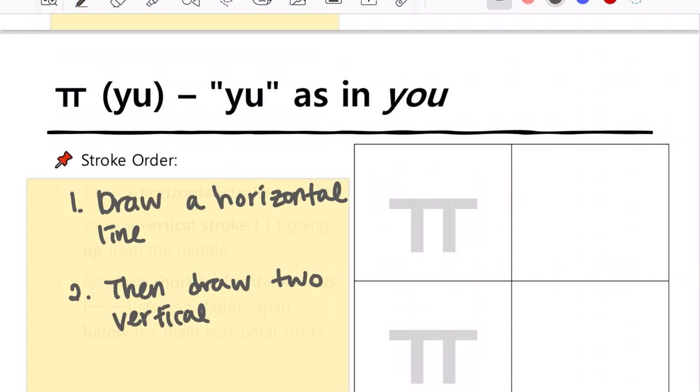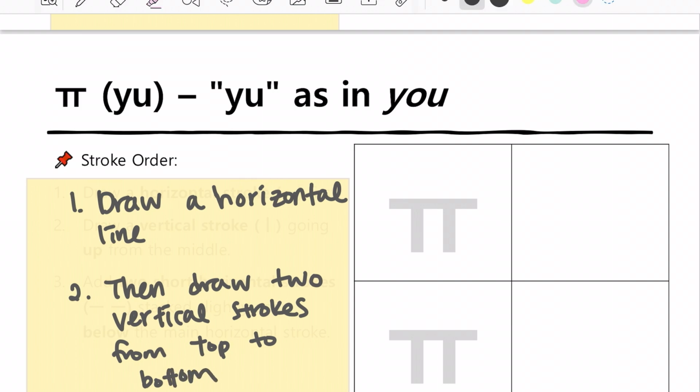This time we're going to learn Yu. Yu as in you. And it's upside down from Yo, right? So this time the stroke order is a little different. This time you draw a horizontal line first. So horizontal line first, and then you move on to the vertical strokes from top to bottom. And this time also, the vertical strokes should start from left to right.